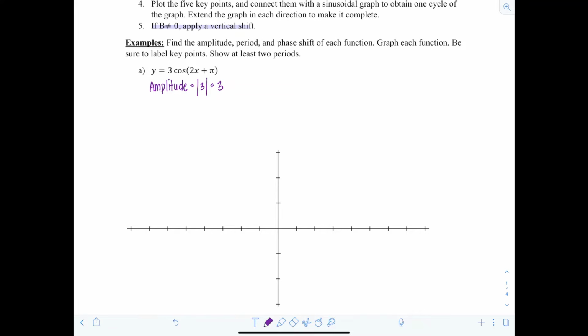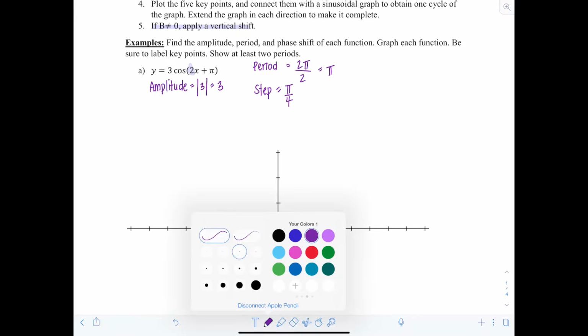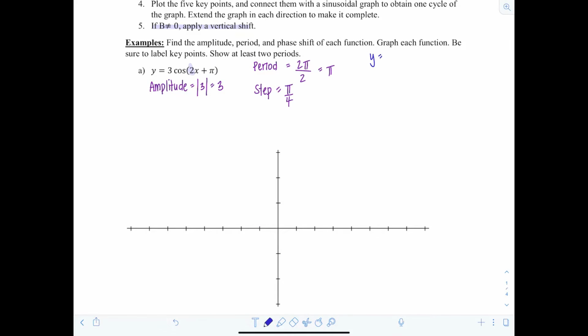Now, the period is equal to 2 pi divided by the coefficient on x, which is 2. So the period is pi. The step is always the period divided by 4, so pi over 4. Now, in order to find the phase shift, we need to rewrite our function. So notice here we have y equals 3 cosine of 2x plus pi.